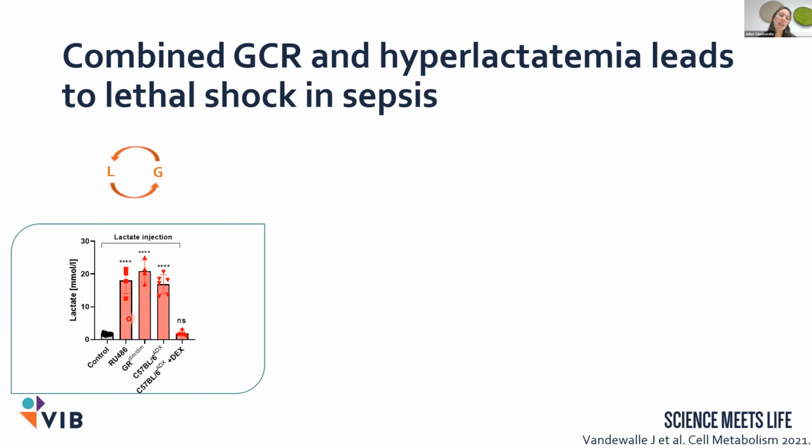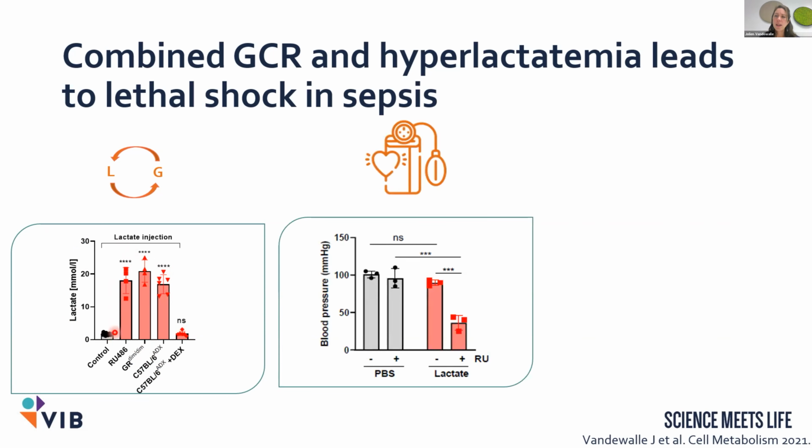However, when we look at the lactate values 24 hours after the lactate injection in our GR defective signaling models, we can see that lactate is not cleared in our RU model or GR dim model and our ADX mice, whereas lactate is back to normal levels in control mice and also in the ADX mice which have been pre-treated with dexamethasone. So remember, those mice also do not succumb upon an injection of lactate.